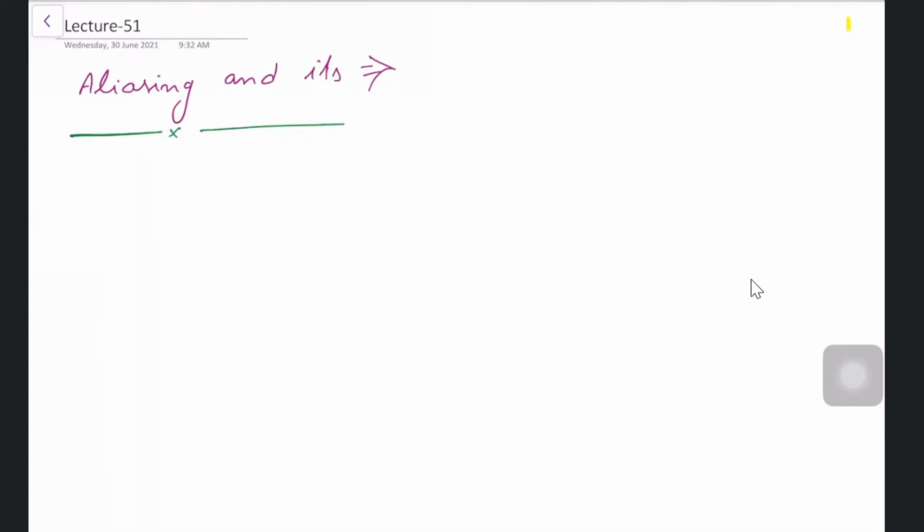So, student, according to the lecture plan, this is your lecture 51, and in this lecture, we are going to discuss aliasing and its effect. I have skipped lecture numbers 49 and 50, because I just want to continue from what we learned in the previous class.